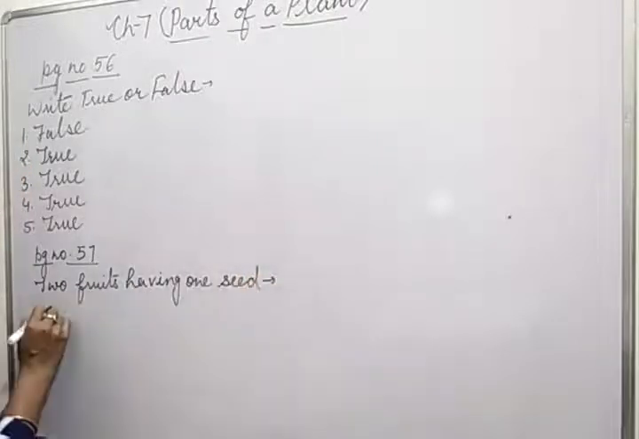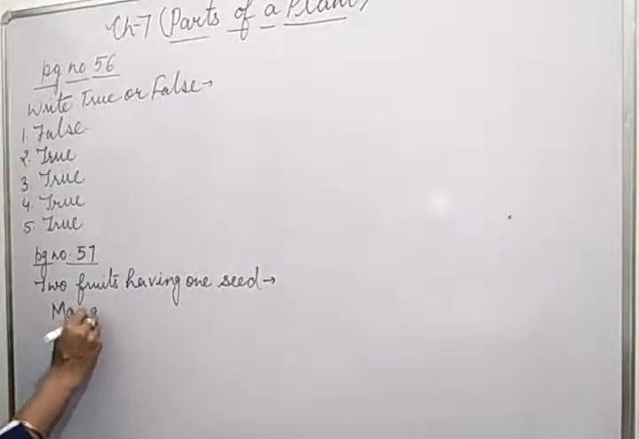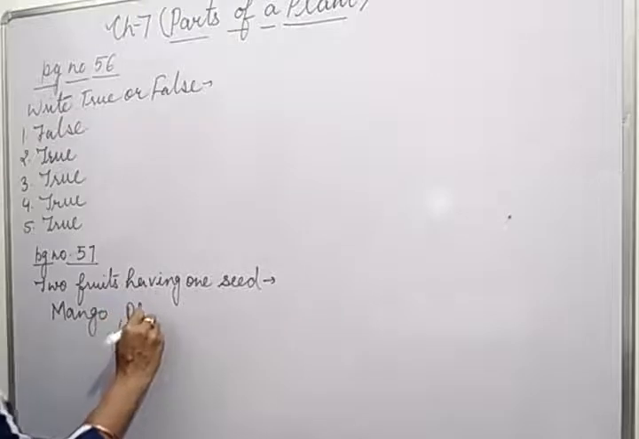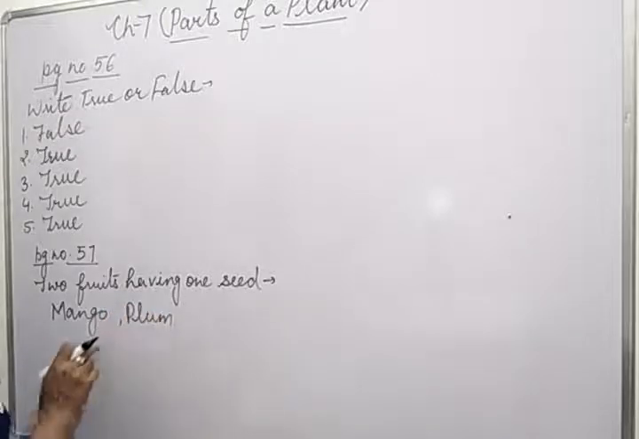What can you write? Mango you can write there and plum you can write there. Plum, beta, is ber, and mango you know is aam. So you have to do it.